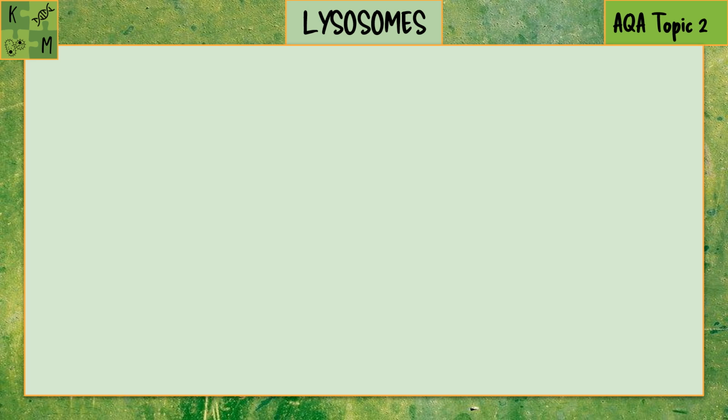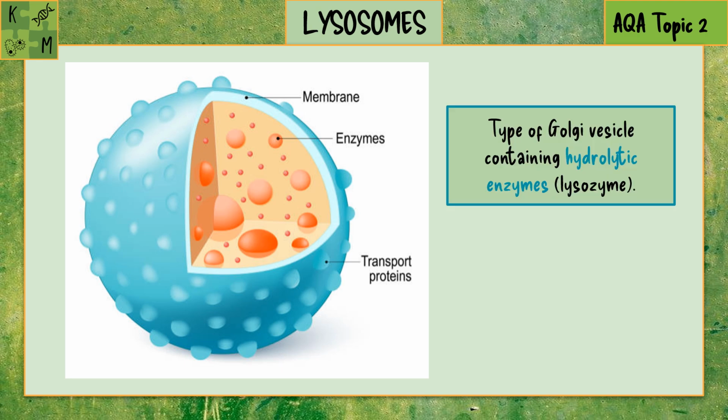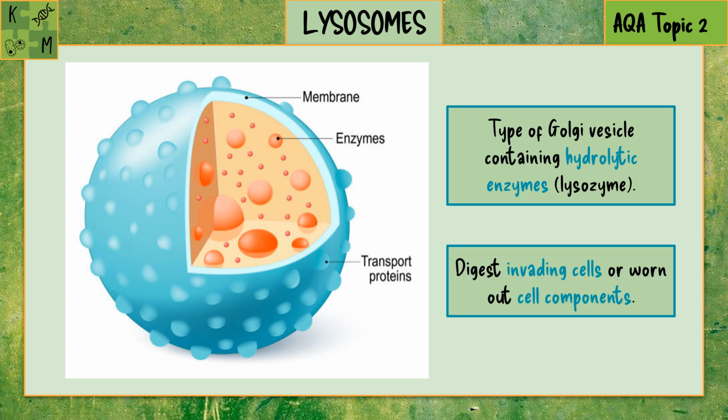The final organelle we need to be aware of for AQA is a lysosome. And this is in fact a specialised vesicle that specifically contains hydrolytic enzymes that you could refer to as lysozyme. So these are responsible for digesting invading cells, so they're very important within phagocytosis of the immune response, but they are also going to digest any worn out cell components so that the subunits could be recycled and reused in other molecules.